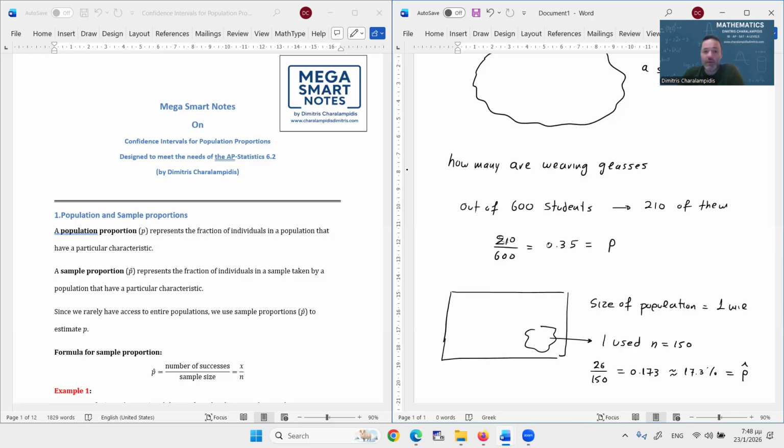So remember, the key idea here would be to see how I can use this p hat, which is the sample proportion, to give estimations about the actual P, the actual population proportion. Stay with me in this series of videos. There will be a lot. 6.2 is quite a fundamental one for the entire unit.